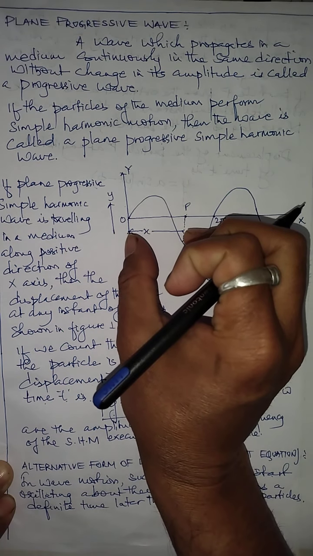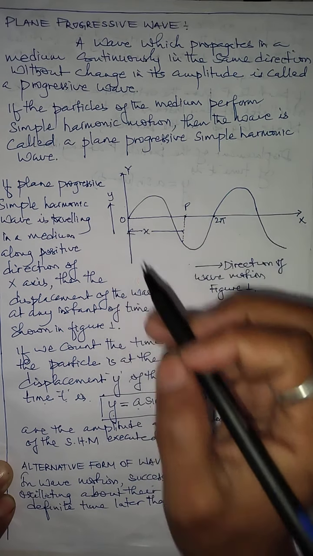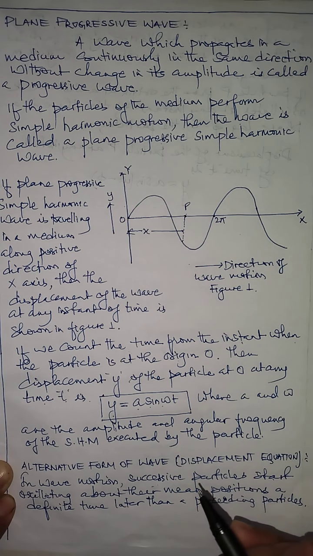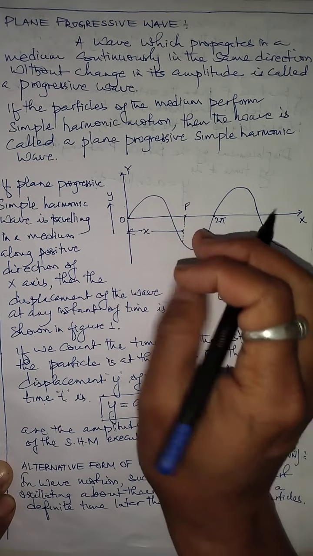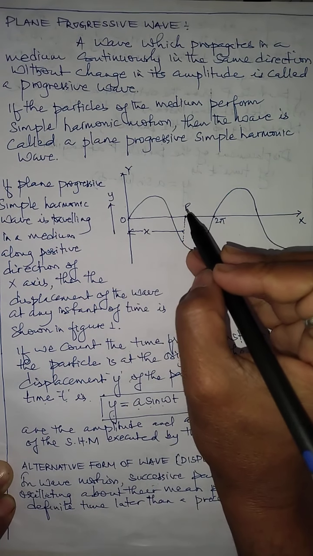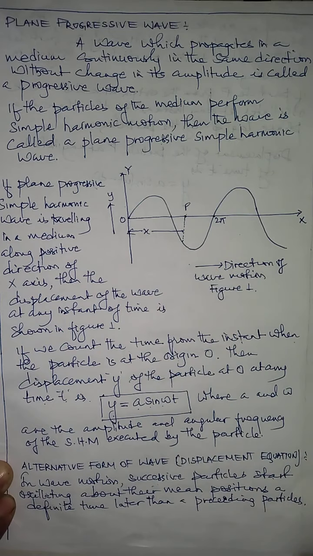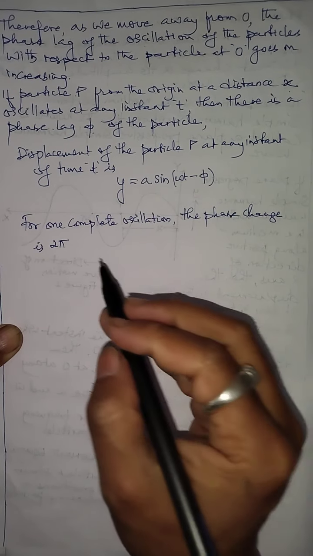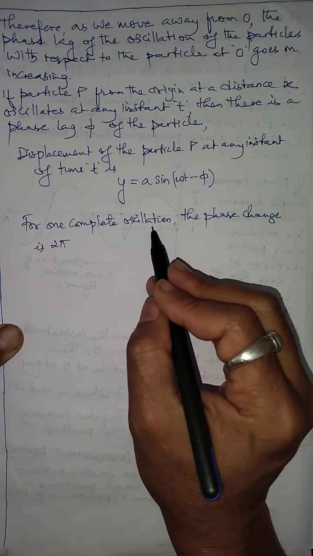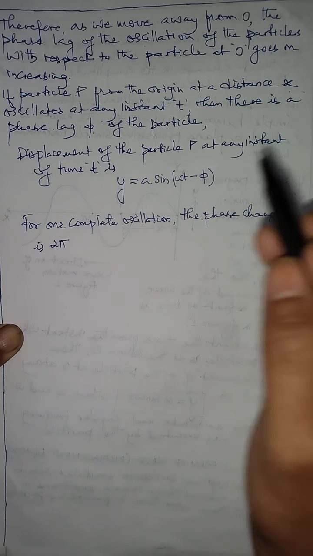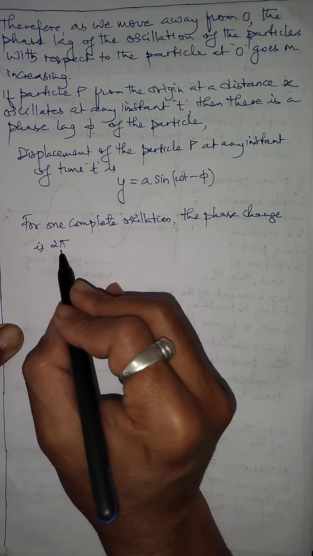So we can now write the same displacement equation in terms of this distance x, where the particle is displacing from the origin. Now children, for one complete oscillation, if you remember, the phase change from the particle at O to that one complete oscillation is how much? 2 pi.